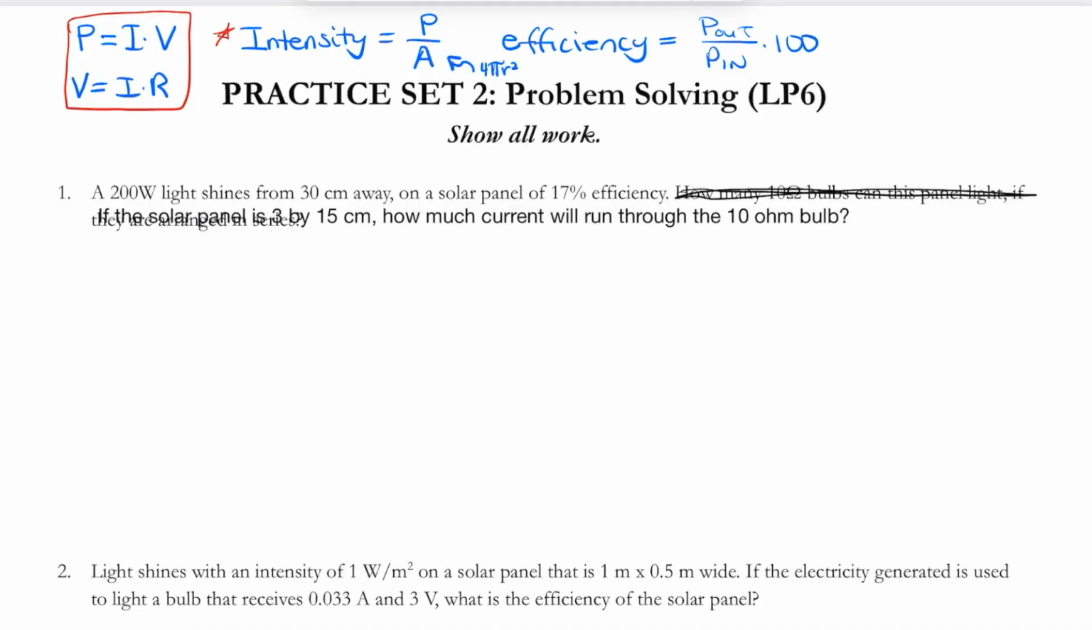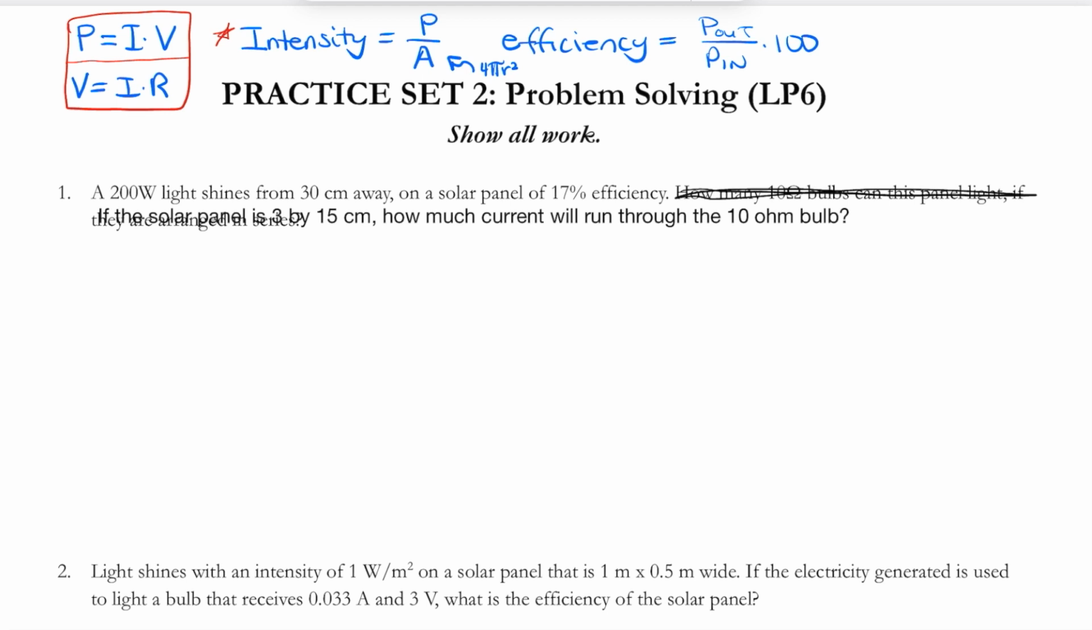To the first question on this practice set. This is going to involve a bunch of different equations. Just to outline them, we've got power equals current times voltage, and voltage equals current times resistance. We dealt with those in the beginning of the year. There's a new equation: intensity is power over surface area.